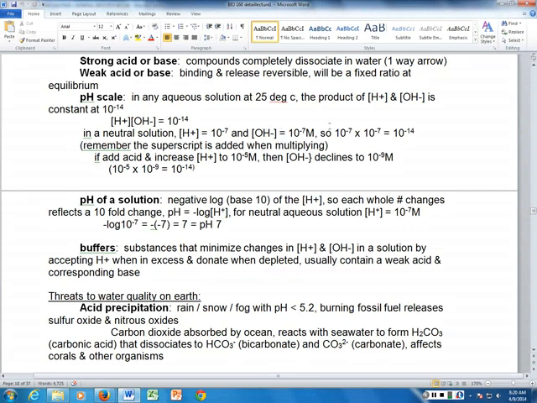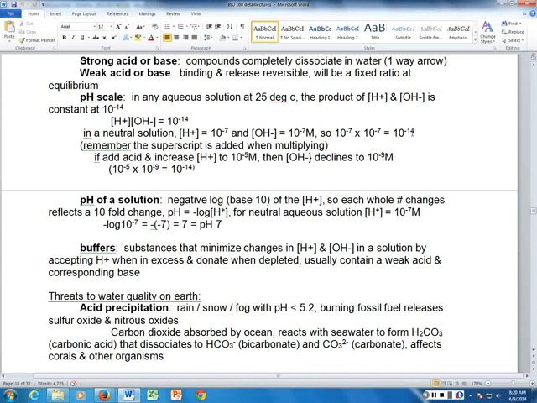Hydroxide here, you're going to have 10 to the negative 7. So when you multiply 10 to the negative 7 times 10 to the negative 7, you add these exponents, and that's how you get the 10 to the negative 14th. You're not going to have to do this math. This is here mostly to show you that, yes, there is a mathematical basis behind this.